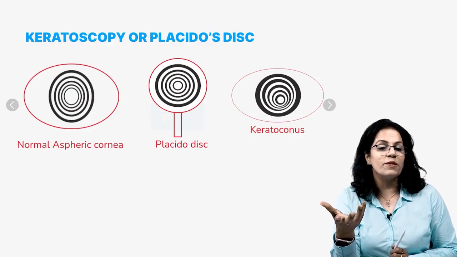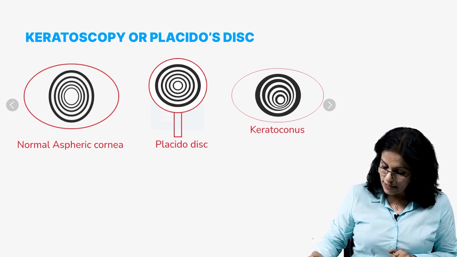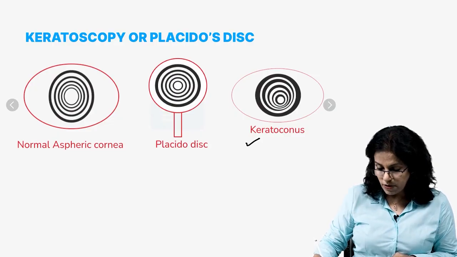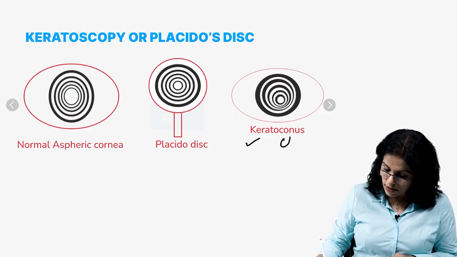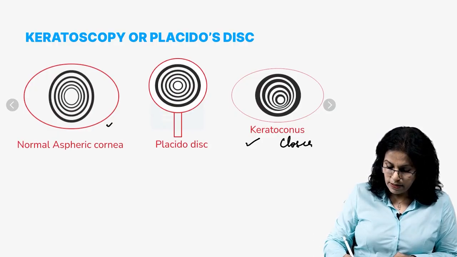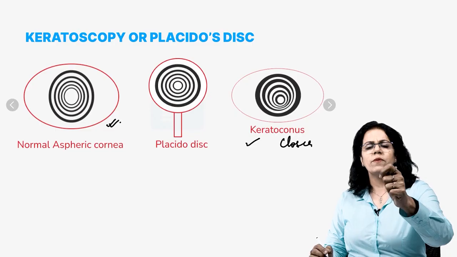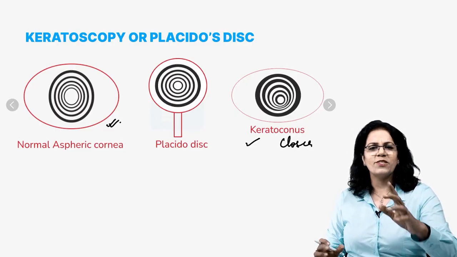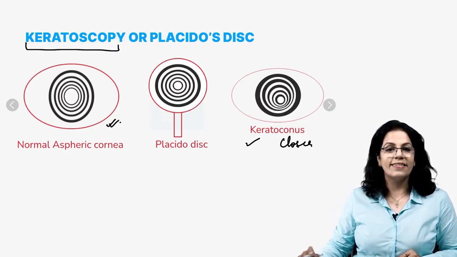So, it's a rough assessment of the curvature. But if you have keratoconus, then this is the picture. Steeper the axis, closer will be the circles. Okay. So, in steeper axis, it becomes closer circles. And this is a normal aspheric picture that you can get. So, it's just a rough assessment. Very quickly, I would want to know, okay, your corneal curvature is normal or not. This is also called keratoscopy or Placido's disc.